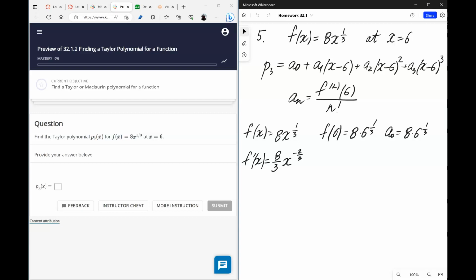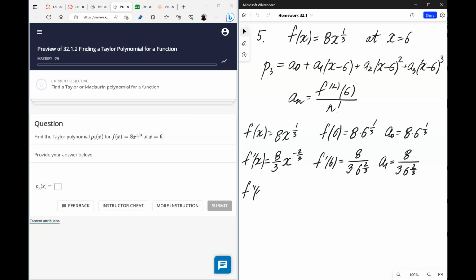Now, the second step is to find the derivative, evaluate it at 6. So we get 8/3, 6 to the power 2/3. And the first coefficient will therefore be 8 divided by 3, 6 to the power 2/3.